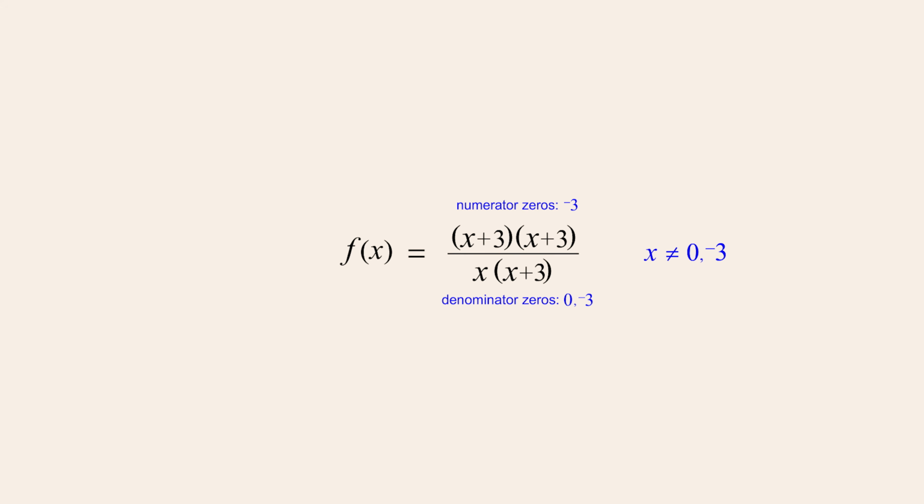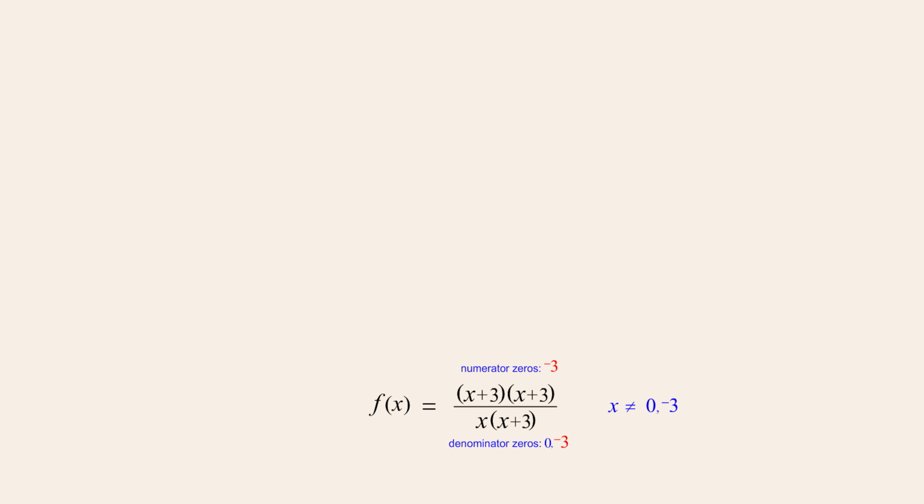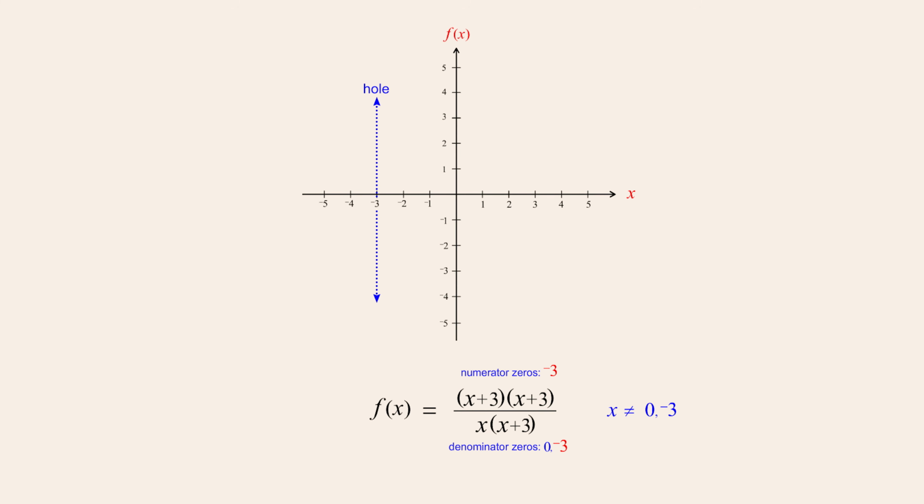Now we check for identical pairs of numerator and denominator zeros. Since -3 is a 0 of both the numerator and denominator, we know that the graph has a hole somewhere with an x-coordinate of -3. We can now simplify the function by eliminating the pair of numerator and denominator factors that produced the hole, as long as we remember that -3 must continue to be excluded from the domain.